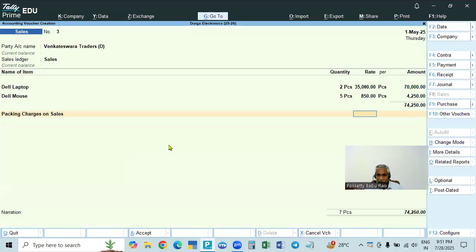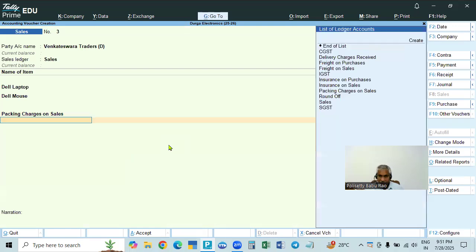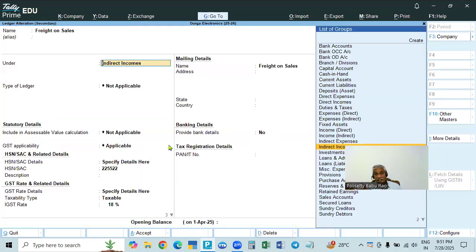Now we'll see here, for this also, we give 1,000 rupees for example. And then freight on sales also. It is freight on sales, which means all these are indirect incomes. In the case of purchases, we are paying, so it is an expense. But here, packing charges are part of goods, so they are divided and created under the group for sales.